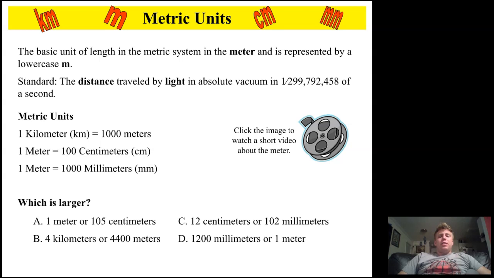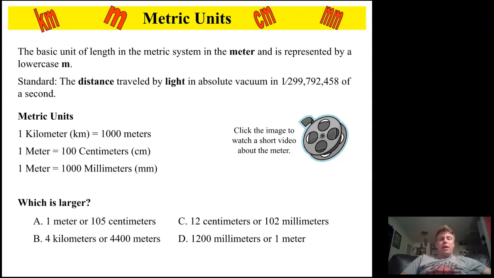Now, the metric system, we are focusing on length on this slide. The basic unit of length in the metric system is the meter and is represented by a lowercase m. Metric units include kilometer, which is equal to 1,000 meters, the meter, which is equal to 100 centimeters, and 1,000 millimeters is equal to 1 meter.